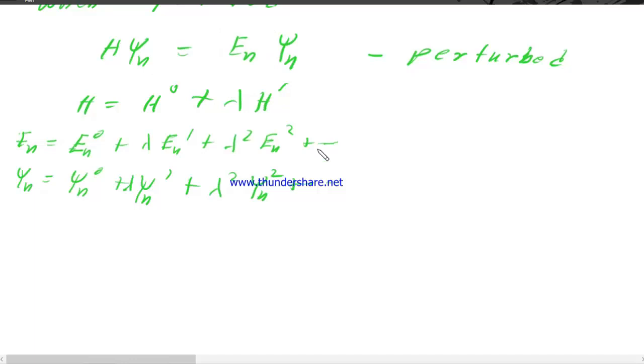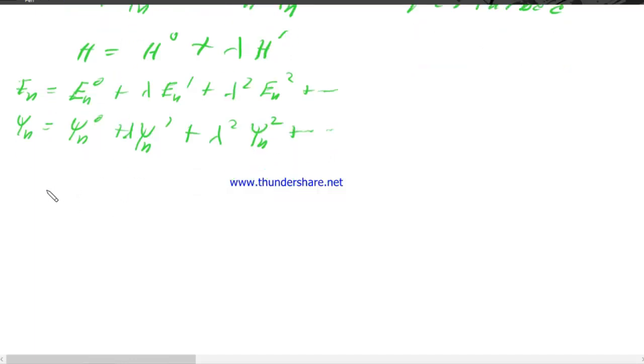To find the approximate solutions, we put (H0 + H') into psi_n = psi_n0 + lambda psi_n1 + lambda squared psi_n2, equal to (E_n0 + lambda E_n1 + lambda squared E_n2), this is 1 and this is 2, times the wave function psi_n0 + lambda psi_n1 + lambda squared psi_n2.